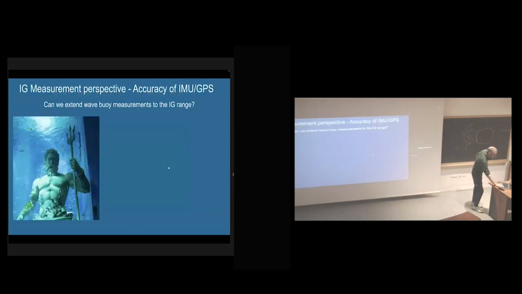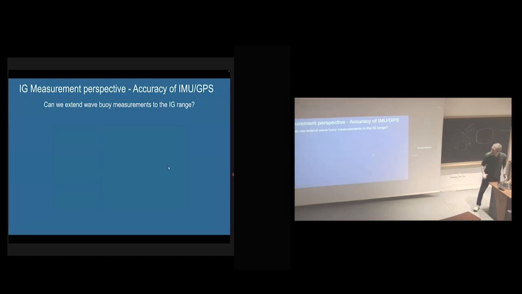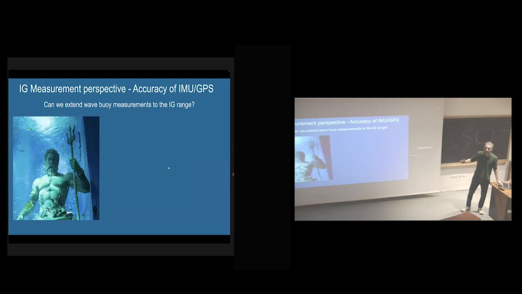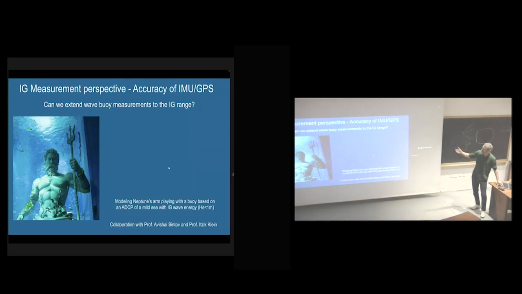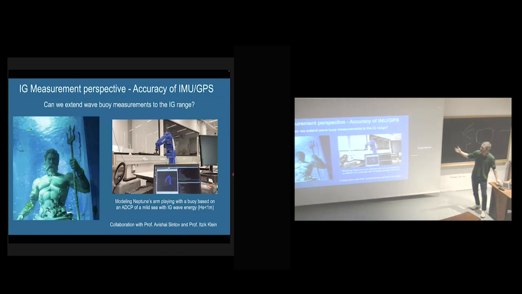Okay. Can we extend buoys to the IG range? So everybody knows that what moves the buoys is actually this guy. We know it 3,000 years ago. And then we say, we want him to move the buoy, but he was occupied because there are a lot of buoys now to this day. So let's say we are modeling. So we just model this arm.